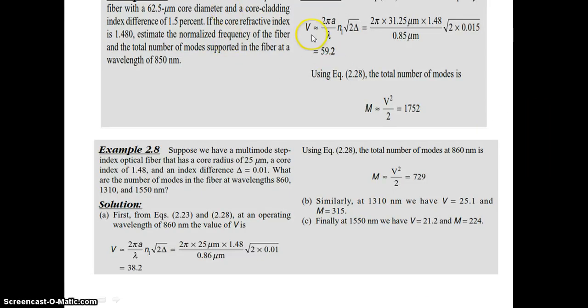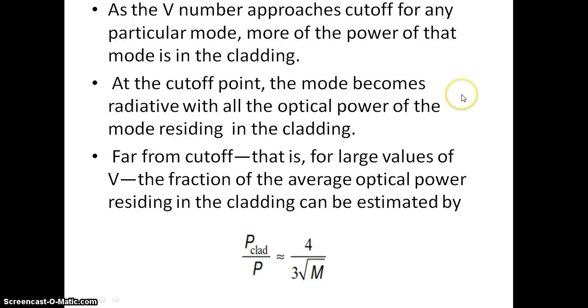Okay, so this is a problem showing that. We have been given, first we have to find V. The radius is given, n1 is given, delta is given. So from this we can find V, and from this we can calculate the number of modes as M equal to V square by 2.